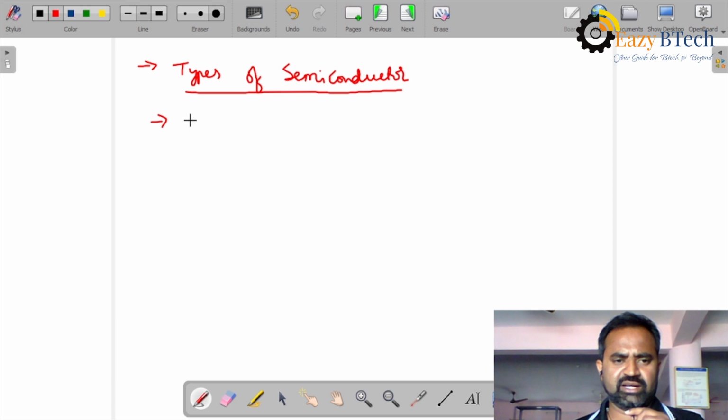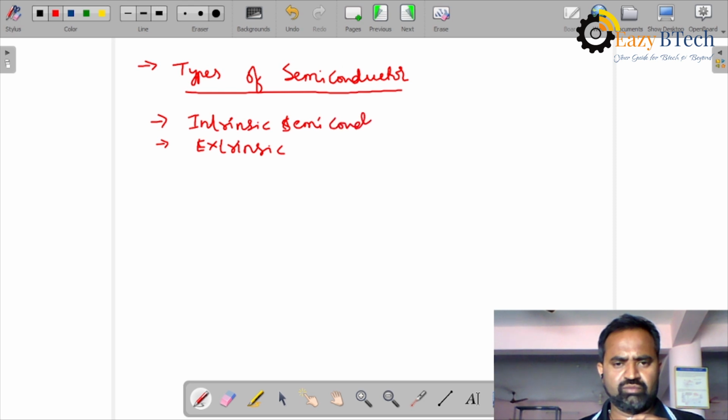these semiconductors are classified into two types: intrinsic semiconductor, and the second one is extrinsic semiconductor. This is an extrinsic semiconductor.